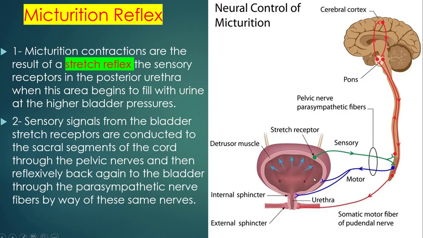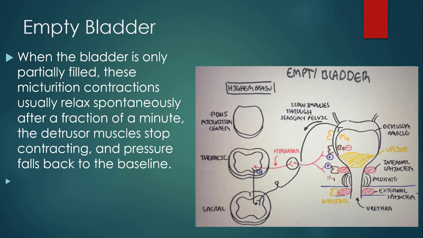If the impulse is not so strong, it causes contraction of the internal sphincter and prevents escape of urine from the urinary bladder, and this supplies a secondary signal from the bladder, empty bladder. When the bladder is only partially filled, these micturition contractions usually relax spontaneously. After a fraction of a minute, the detrusor muscles stop contraction and pressure falls back to the baseline, and there is less urine in the bladder.